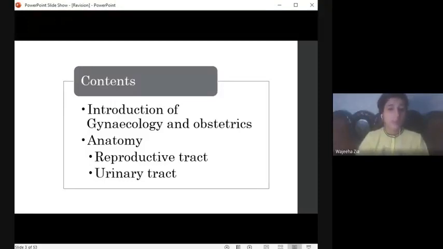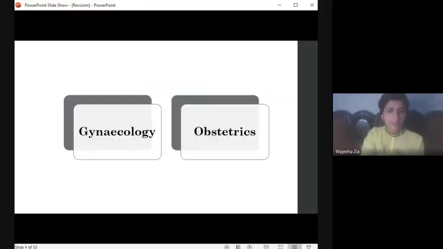After that, we will cover the pregnancy complications, the problems during the pregnancy, the different trimesters of pregnancy, then the labor phase, and the exercises which are recommended for the antenatal period, even for the high risk pregnancy and the non risk pregnancy. So let's start with the basic introduction of gynae and the anatomy.